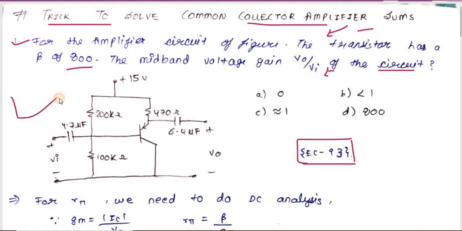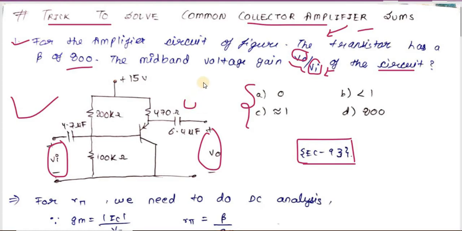So you can see this is the circuit and these are the options, and in the question you are asked to find VO by VI. You can see the output voltage is VO and the input voltage is VI. So this question is saying that you have to find output voltage upon input voltage, which means it is asking for the overall voltage gain. It is not asking for the internal voltage gain, and let me tell you, in most of the sums you will have to find the overall voltage gain only.